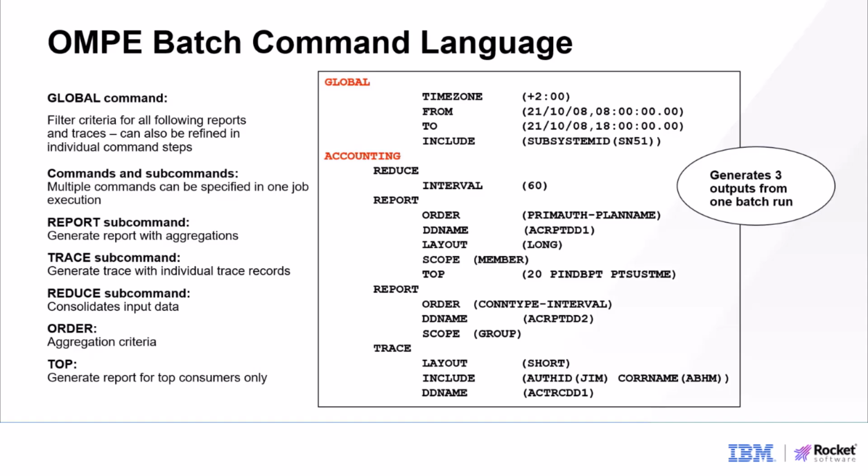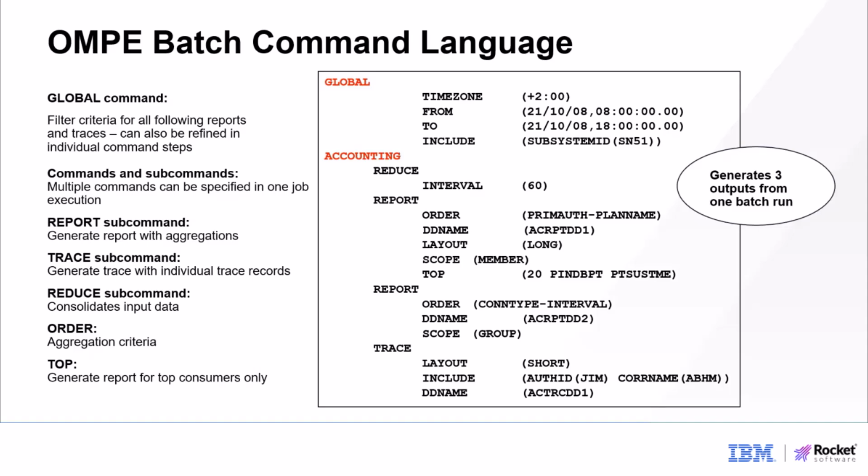In this example, the second section is the accounting. So I'm running accounting reports, and I have various different reports underneath my accounting. I'm actually generating three reports here in one. My first report orders my data by the primary author ID and plan name, with a long report. And then my second report, I'm ordering by connection type interval.